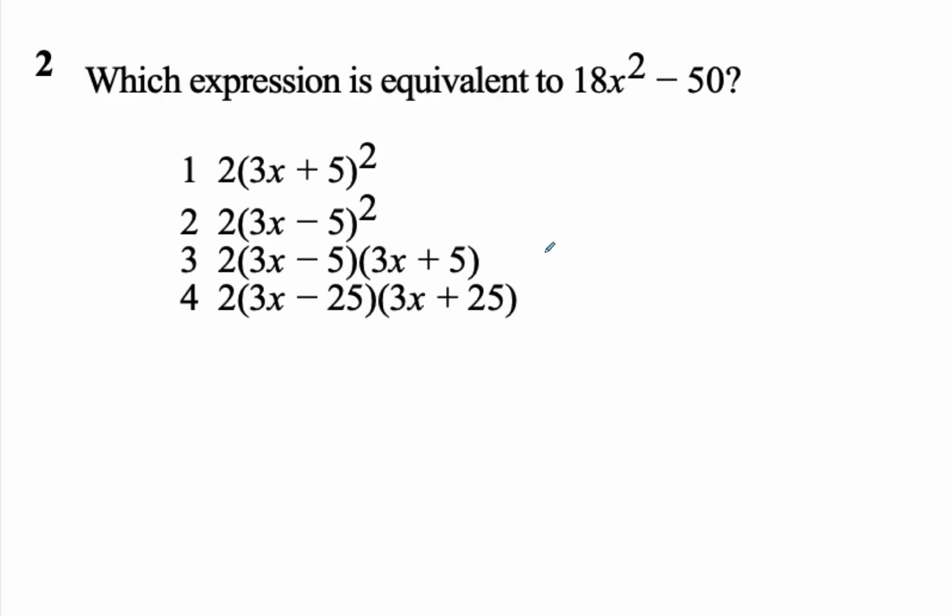Let's look at number 2. How would you be able to factor this? You see, first we have to find the common factor. You can see that 2 is a common factor. Then we have 9x² minus 25.